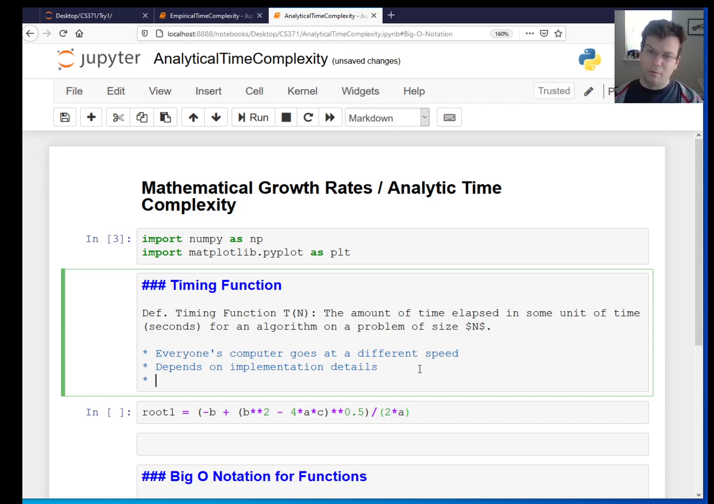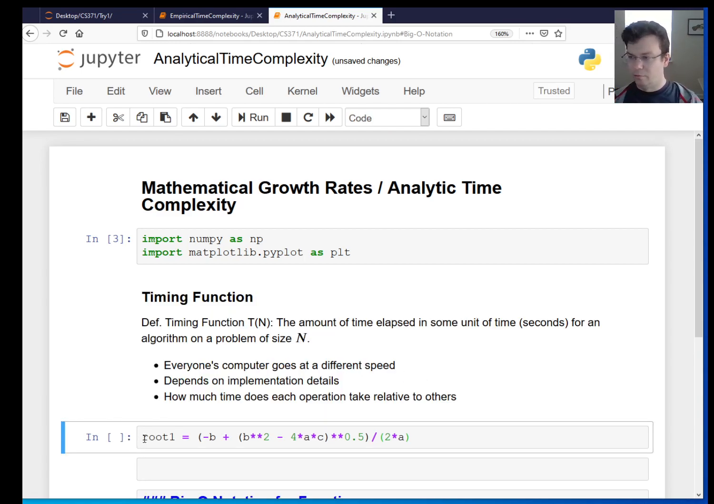And there's another snag. Even if we think we did the best we could, when defining this, we have to ask how much time each operation takes relative to others. So you've probably seen this formula before. This is the quadratic formula. This is the left root of it: negative b plus the quantity b squared minus 4ac, all square rooted, all over 2 times a.